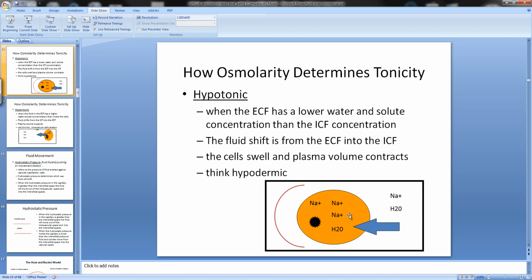As I said, think of a hypodermic needle injecting fluid into the cell, adding more water to neutralize the 3-to-1 relationship. Increased solute in this cell will draw water into the cell, and the cell will actually swell, as is depicted by this red mark here.